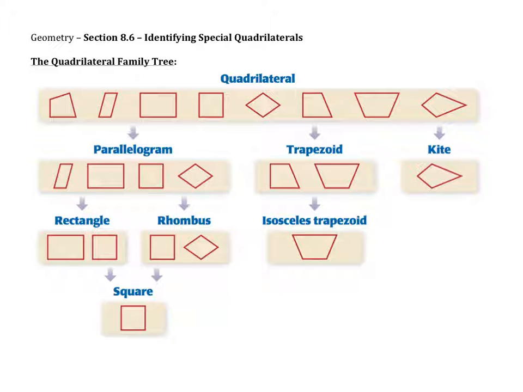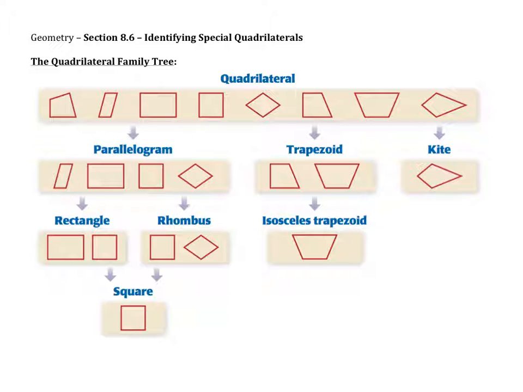In section 8.6, we're going to be identifying special quadrilaterals. So really what this section does is just wraps up this entire chapter, being able to use the properties that you're given in order to identify what kind of quadrilateral you're given. So that being said, here is the quadrilateral family tree.